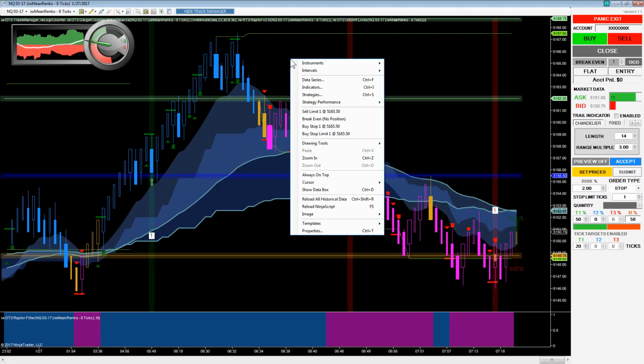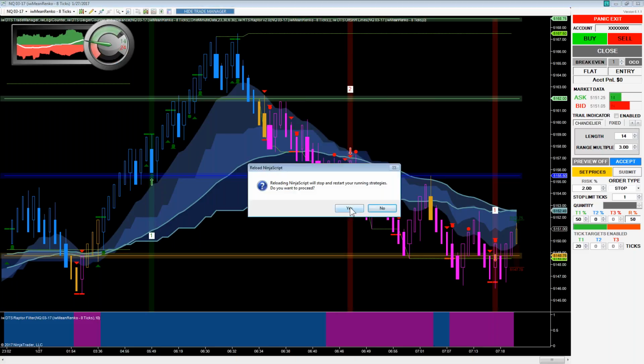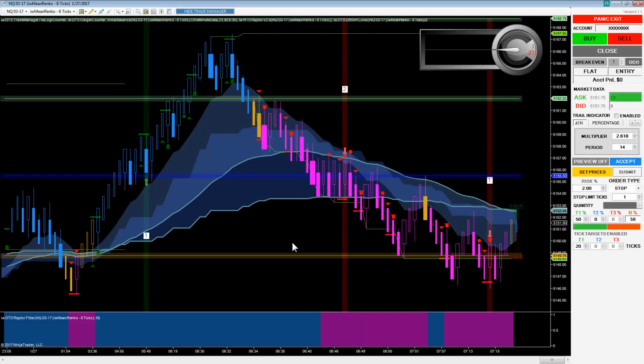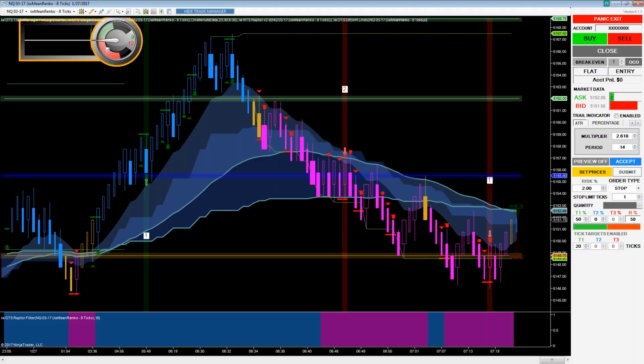Another thing you can do, folks, is you can reload your Ninja script, and you'll get that warning, you're going to restart. Don't do this if you have an open trade. And it will reboot your programming.